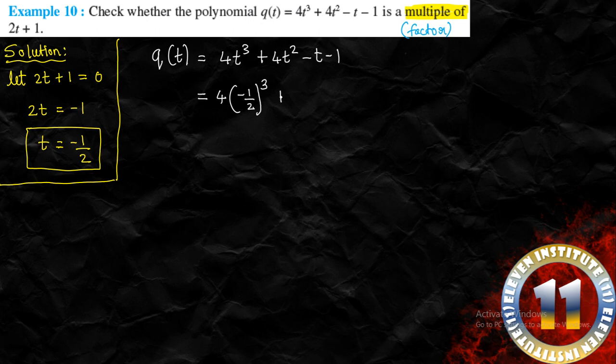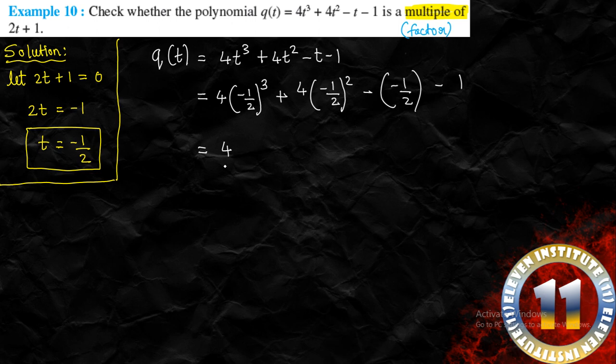Then again plus 4 is already there. T square, so instead of t, we will again write minus 1 upon 2, the whole square. Then this minus is kept as it is. Instead of t, we will again write minus 1 upon 2, and this minus 1 we already have in the question. So just instead of t, we have written minus 1 upon 2. Now let us solve this.